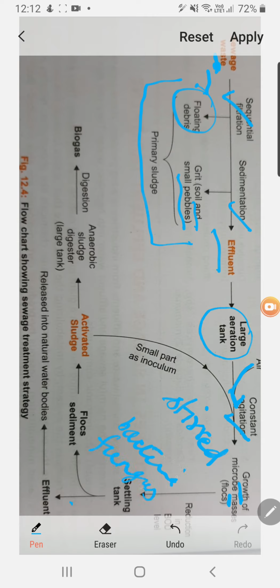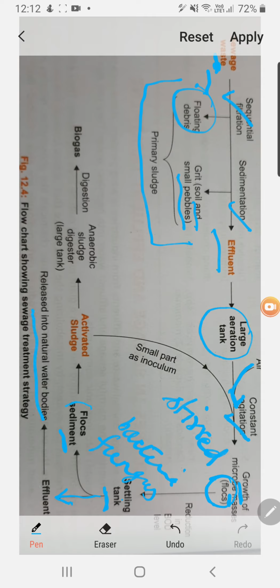So once the air is included in this aeration tank, it promotes the growth of microbes, and now these colonies of microbes are known as flocs, right? These flocs are transferred to the settling tank. This settling tank is meant for the heavier flocs to be sedimented down, and the top water, which you call effluent, is released into the natural water body.